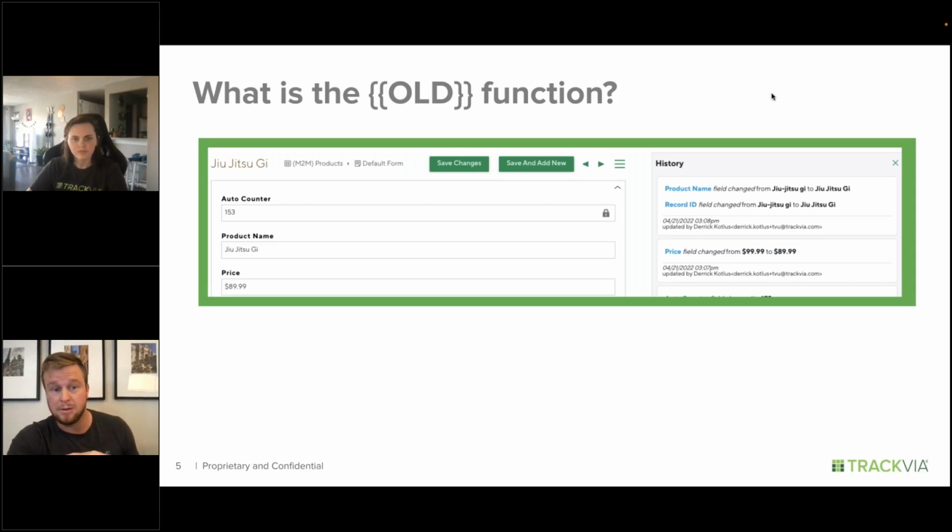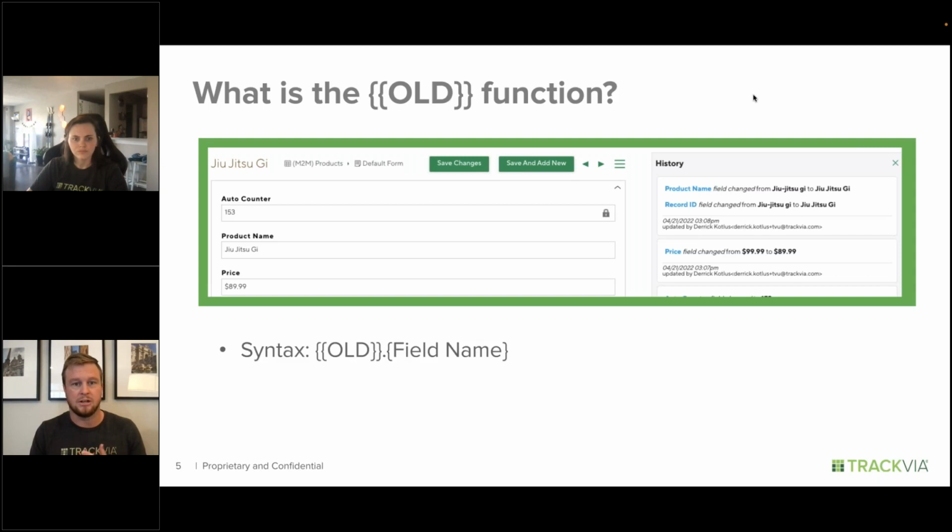In the product name here, even though it's subtle, we changed the name of Jujitsu Gi lowercase to Jujitsu Gi uppercase, and that change needs to be recorded. It is by our logs, but maybe you want to have that be shown in your application for a number of reasons. And I think we have one little hidden feature here, Caroline.